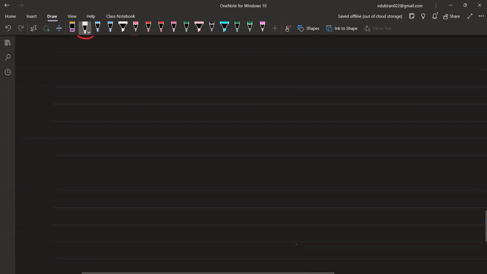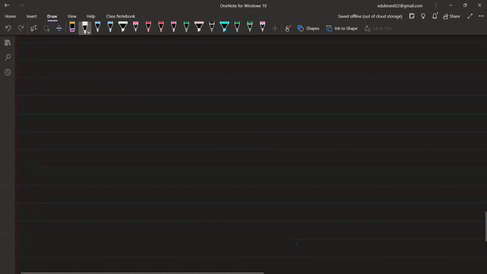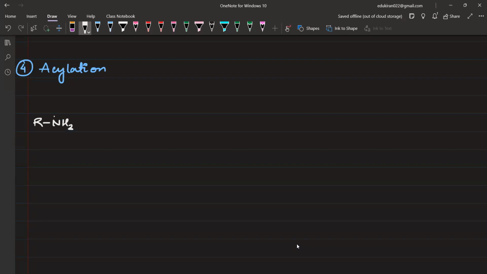Acylation. So what is acylation? You have RNH2 and you react this with acid chloride. That means R dash C double bond O Cl.